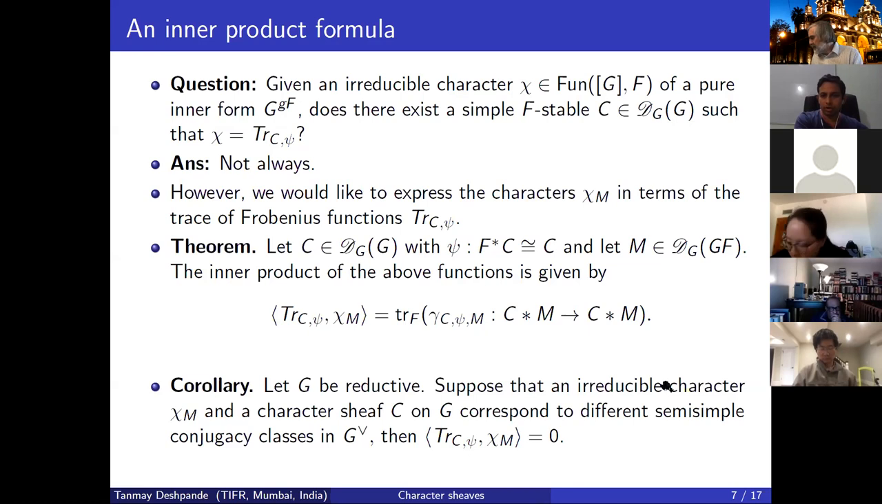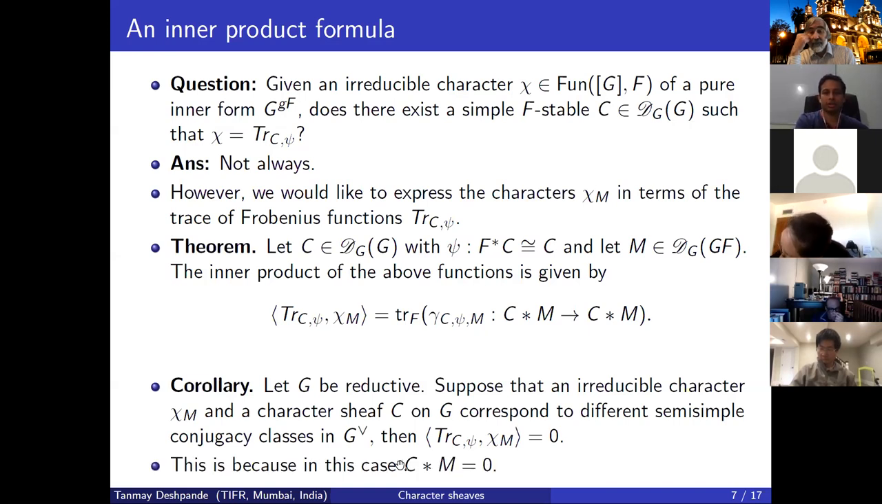Now, suppose you have an irreducible character chi M and a character sheaf which correspond to different semisimple conjugacy classes. Then as a corollary, you get that this inner product is zero, which basically means that these character sheaves do not appear in this character, as long as the two things correspond to different semisimple conjugacy classes. And this is because in this case, if the semisimple conjugacy classes are different, then one can show that the convolution of C with M is zero. So essentially this morphism is zero and hence its trace is zero.